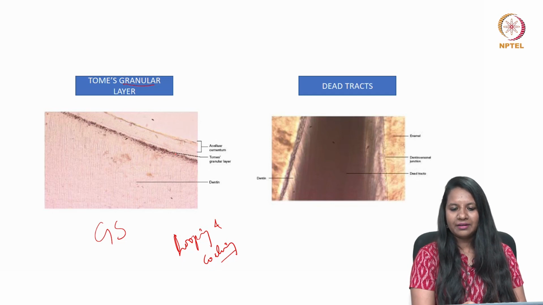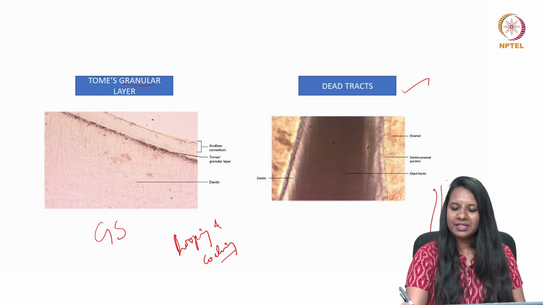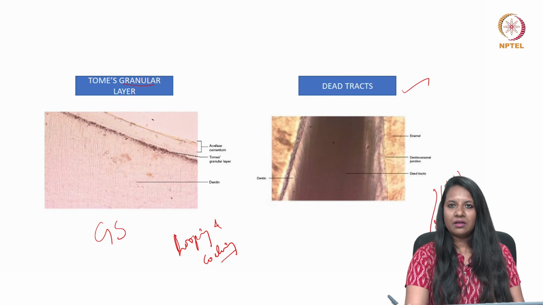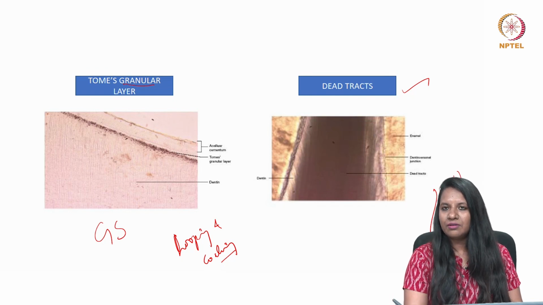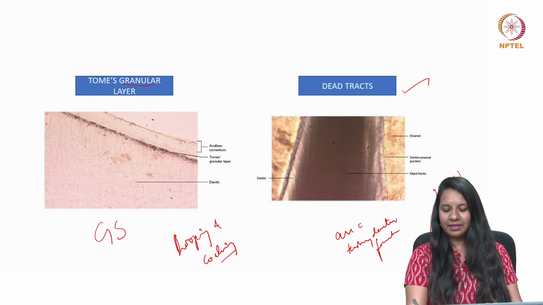And something called dead tracks, that is the occlusion of dentinal tubules by any calcified material leading to the dying of the odontoblast present there. So, it will appear black in transmitted light. Mainly it is associated with tertiary dentin formation, that is when there is any stimulus, the odontoblasts coalesce and die.